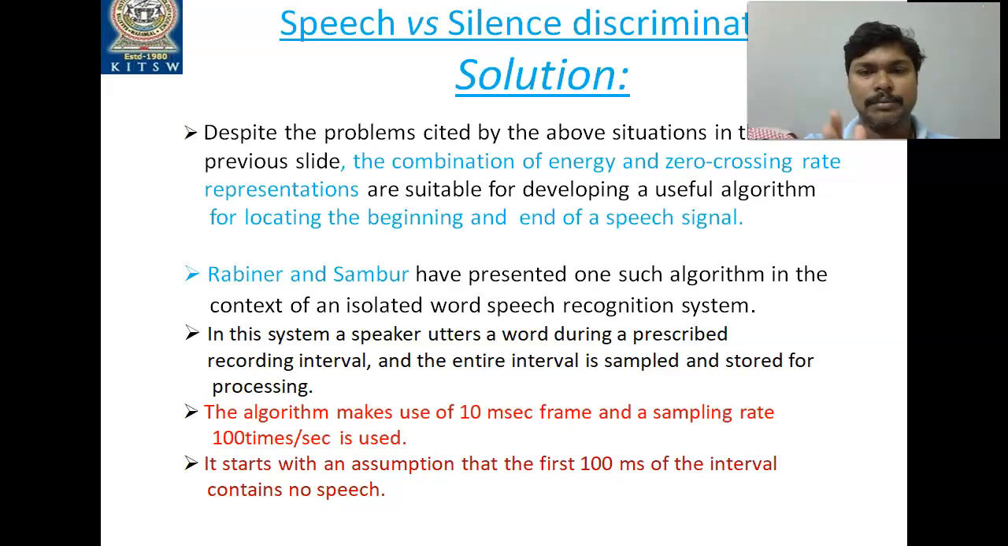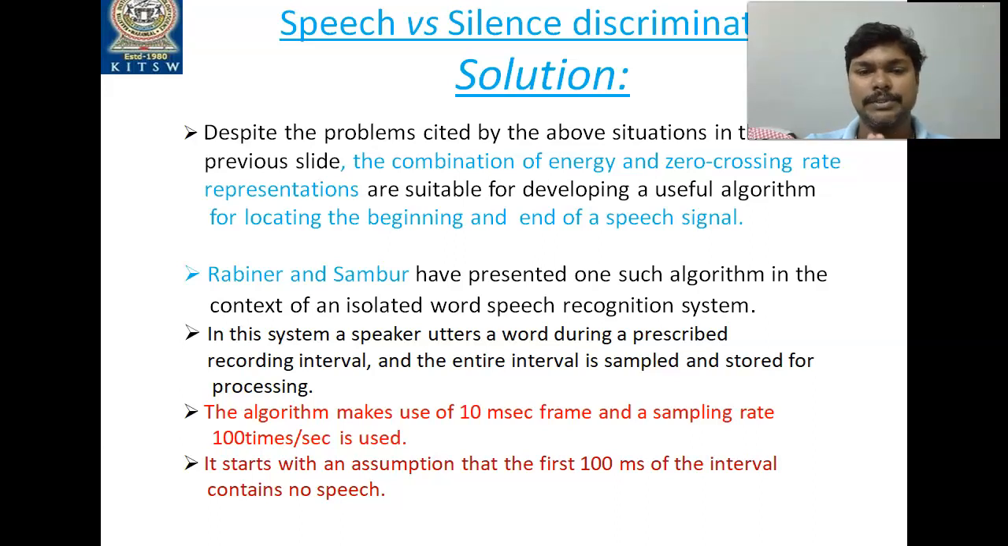In this system, a speaker utters a word during a prescribed recording interval, and the entire interval is sampled and stored for processing. Which is quite simple for us to understand. If any speaker wants to speak something, during the period of interval, the entire interval is sampled and stored for processing. The algorithm makes use of a 10 millisecond frame and a sampling rate of 100 times per second.